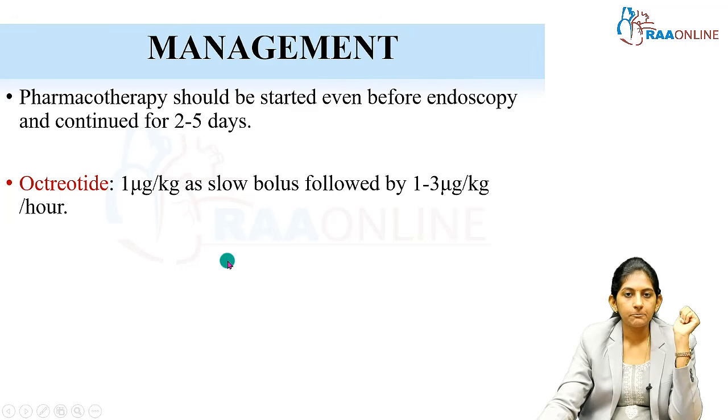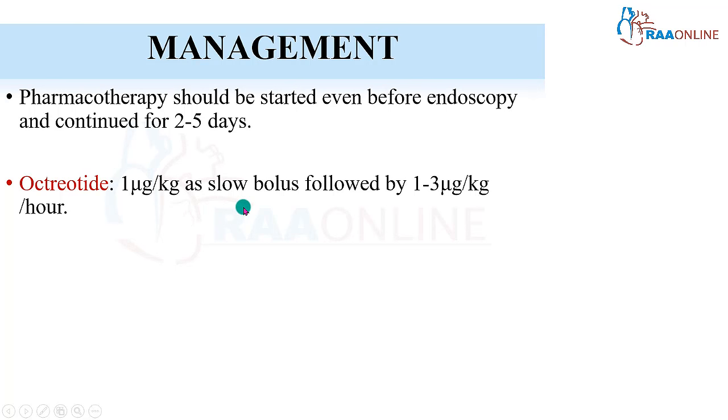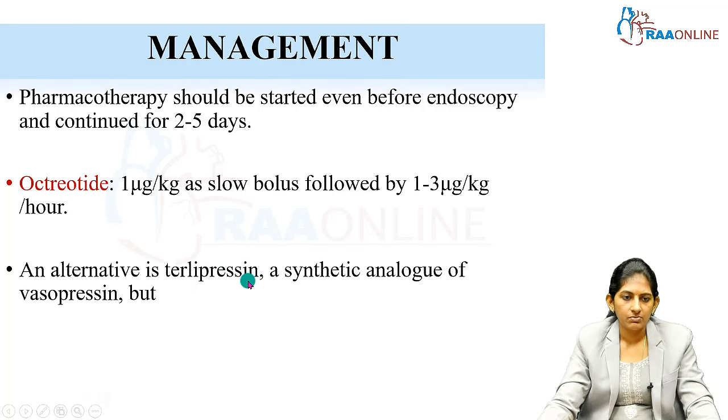Okay. Early rebleeding, you can do the EVL a second time, or you can attempt a sclerotherapy. Okay. So octreotide, the dose will be 1 mcg per kg as a slow bolus, followed by 1 to 2 or 1 to 3 mcg per kg per hour. Maximum 4 mcg per kg per hour can be given for up to 24 to 48 hours. Alternative is terlipressin, we don't use much.